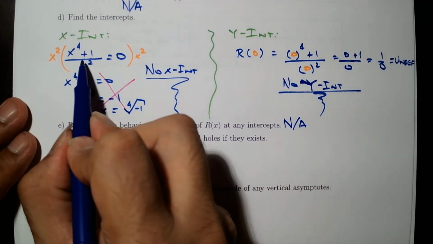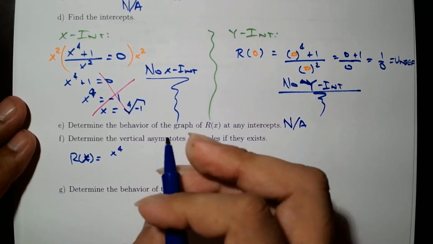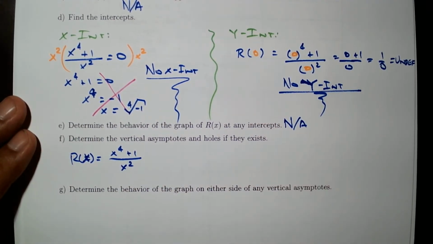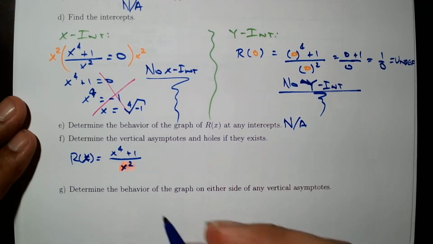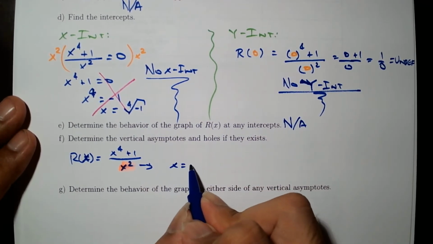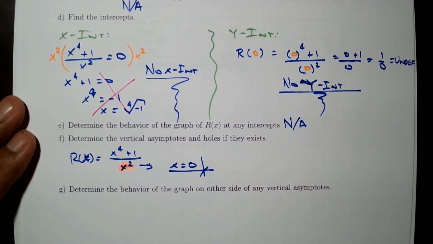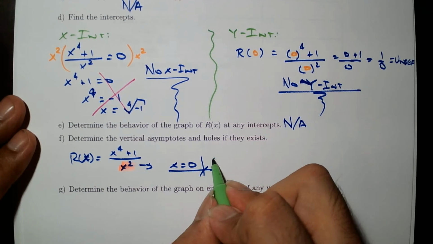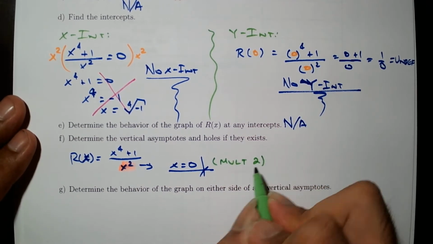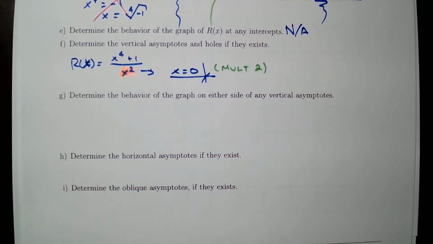Again, keep in mind the function R of x equals x to the fourth power plus 1 over x squared. The vertical asymptotes come from the denominator, just the same as the domain. So that means x equals 0 is the vertical asymptote. But one thing worth noting here is that the asymptote is of multiplicity 2. And that's going to change the whole game when it comes to determining the behavior of the graph on either side of the vertical asymptote.